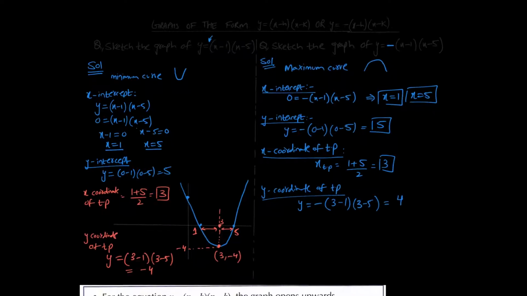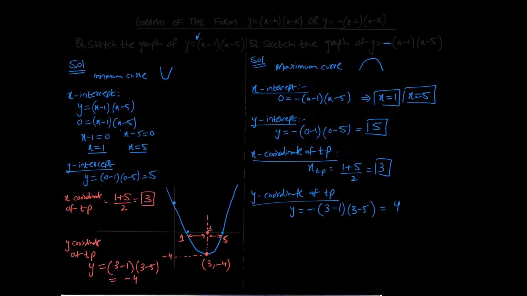Now if you sketch this graph, the x-intercepts remain the same. The y-intercept is negative 5. Guys, I just made a small mistake over here, please correct it. The y-intercept is negative 5, and since it's a maximum curve, it will look something like this, and the turning point is 3, 4. So it's a maximum curve with turning point 3, 4.